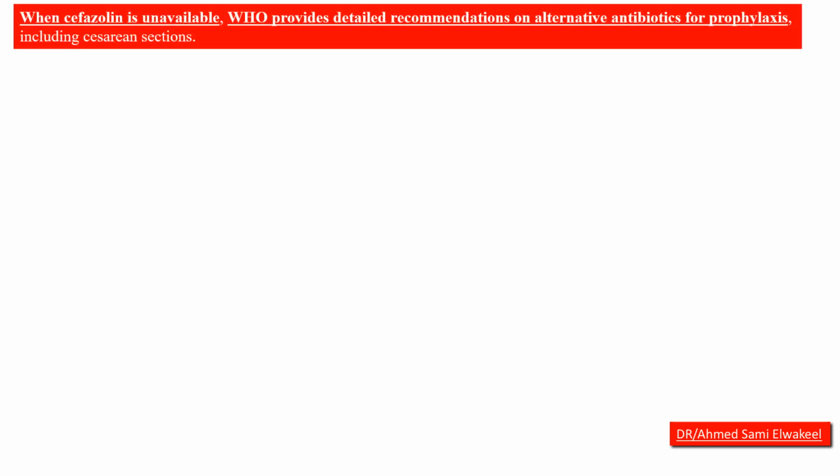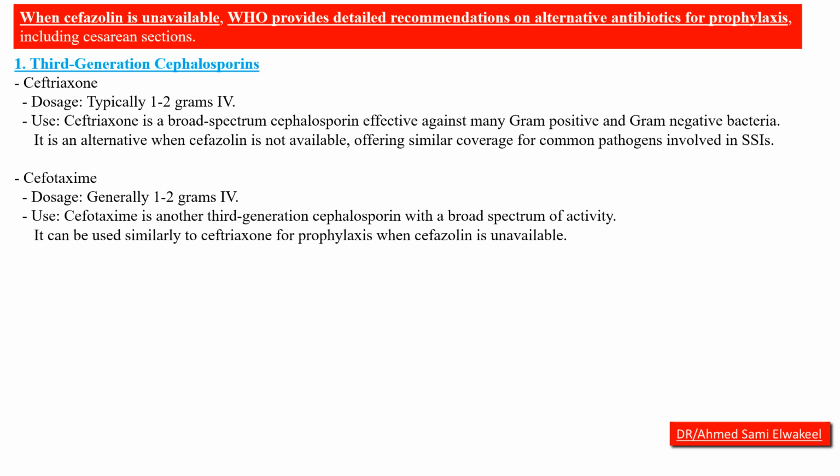When cefazolin is unavailable, WHO provides detailed recommendations on alternative antibiotics for prophylaxis, including cesarean sections. First, third-generation cephalosporins like ceftriaxone or cefotaxime. Ceftriaxone dosage typically 1 to 2 gram IV. Ceftriaxone is a broad-spectrum cephalosporin effective against many gram-positive and gram-negative bacteria. It's an alternative when cefazolin is not available, offering similar coverage for common pathogens involved in surgical site infection.